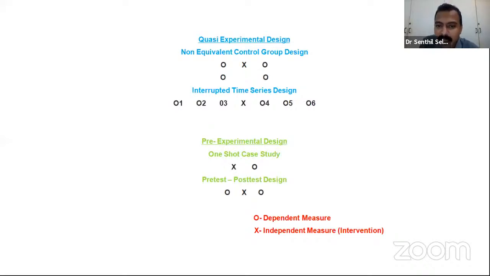And next one is pre-experimental design, which I already told you. Here you are missing 2 characters out of 3. So out of the 3, you are missing randomization and control group here, XO. It is called as one-shot case study. And another thing is pre-test, post-test design. Here also you are missing randomization as well as the control group. So since 2 characters are missing, it is called as pre-experimental design.